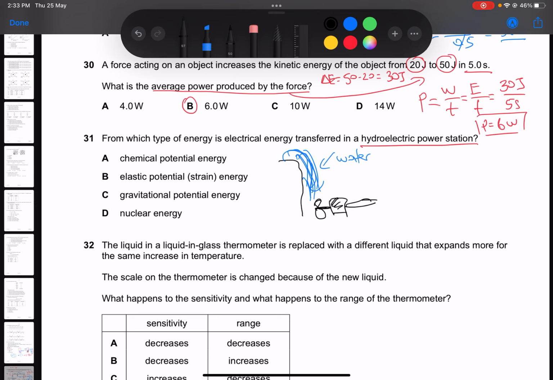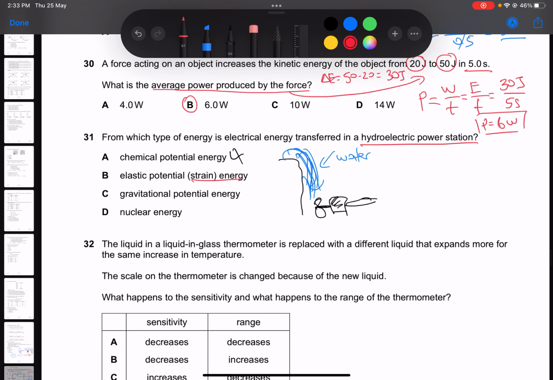Is it chemical energy? Are we using petroleum or, I don't know, coal? No, we're not, okay? Are we using elastic potential strain energy? Strain energy, basically, guys, is when we stretch a spring, let's say, or squeeze it, or any object being stretched, pulled, pushed, compressed maybe. So it's not the case, right?